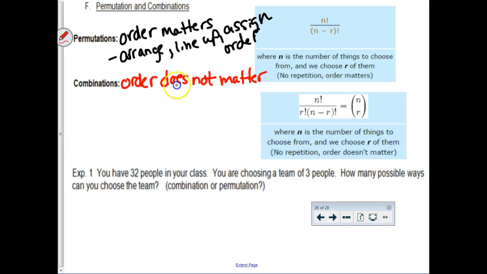And you're going to see things like team, committee. I'm going to put the word choose. That's kind of misleading. The word choose shows up in both of them, but technically speaking, more often it shows up in a combination question. So if you're ever in a jam and it says the word choose, probably go with combination. Team, committee.